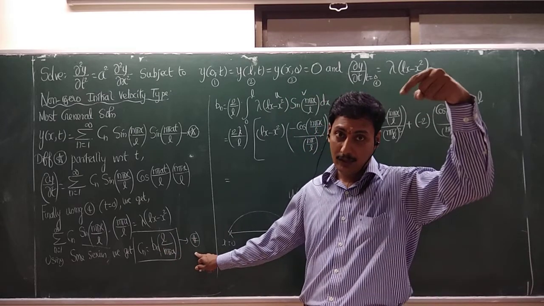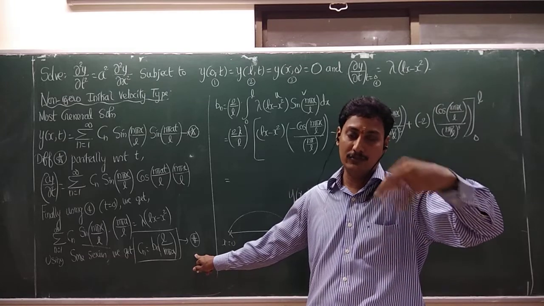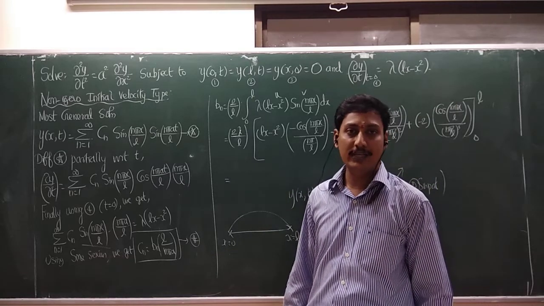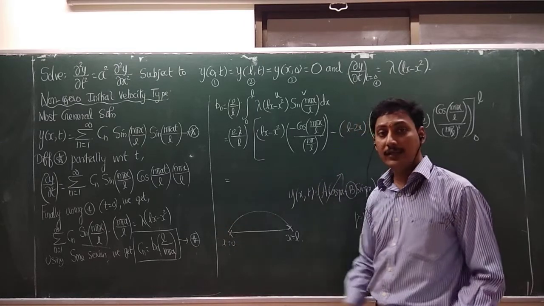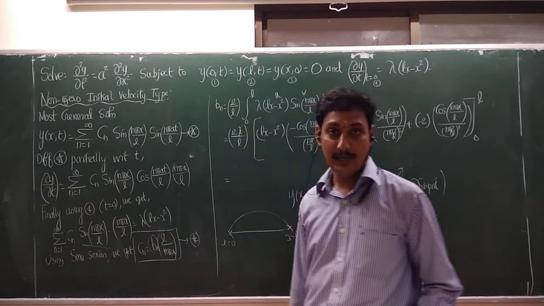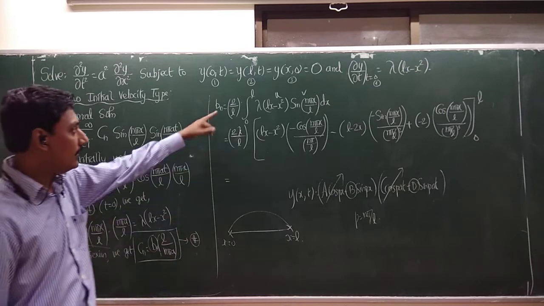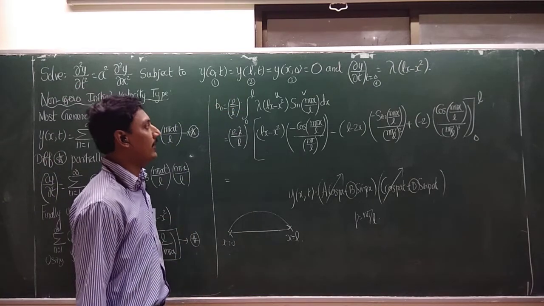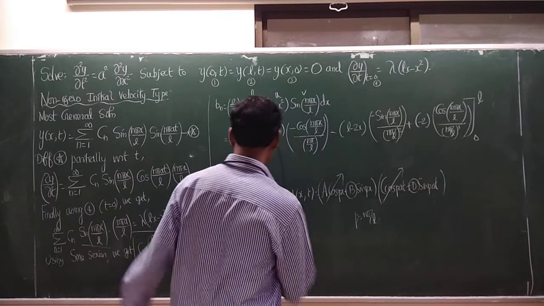Please kindly watch my previous videos, problems 1, 2 and 3 in the non-zero initial velocity type. Now I need the small bn value, because once we get the bn value, we can get the cn value. So what is the formula for bn? Bn = (2/l) ∫ from 0 to l of f(x) sin(nπx/l) dx. Here f(x) = λ(lx − x²).